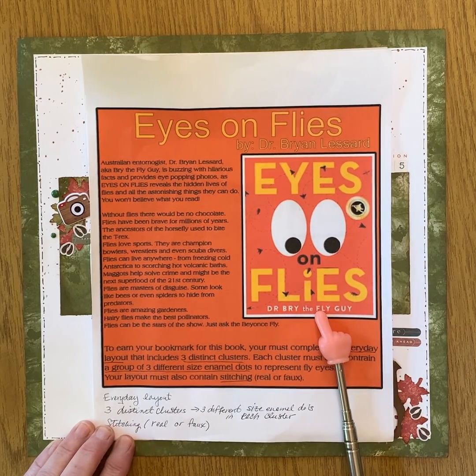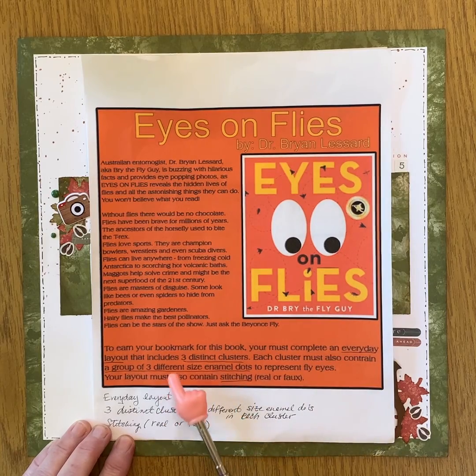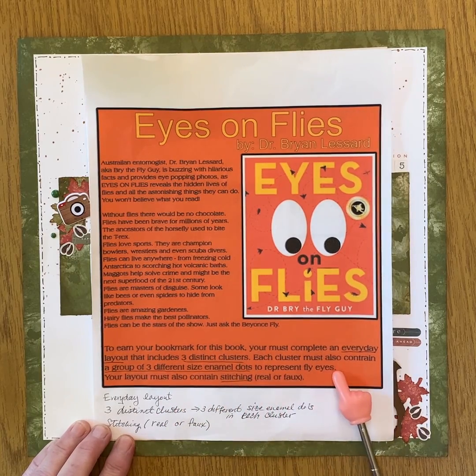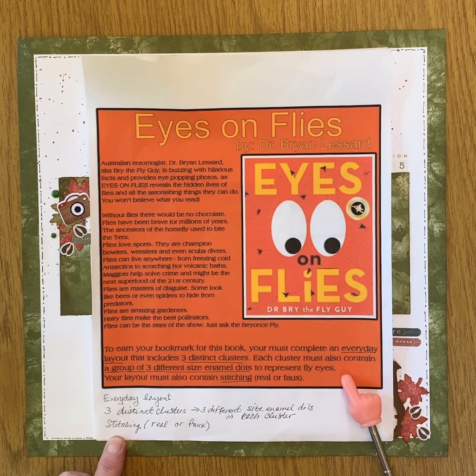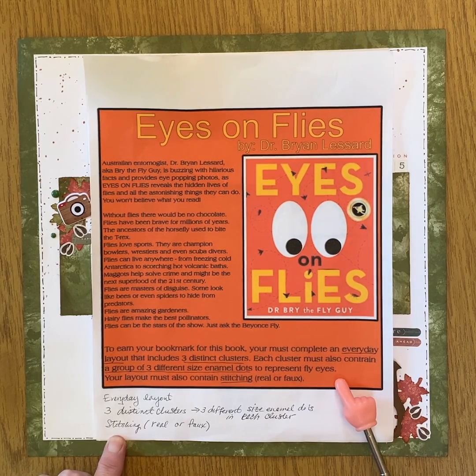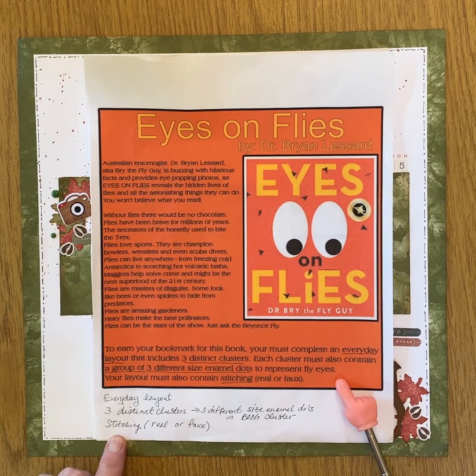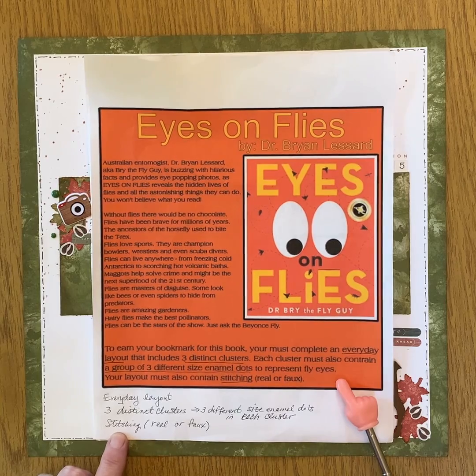So for this book, Eyes on the Flies, to earn your bookmark, it says you must complete an everyday layout that includes 3 distinct clusters. Each cluster must contain a group of 3 different size enamel dots to represent the fly eyes, and your layout must also contain stitching, real or faux.